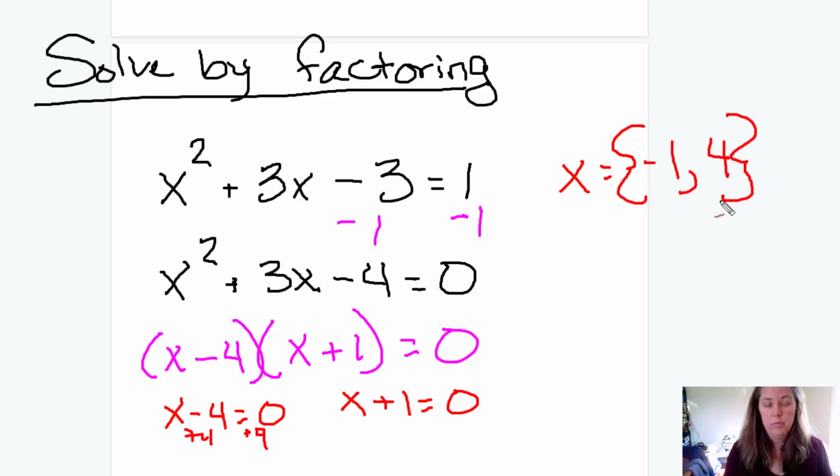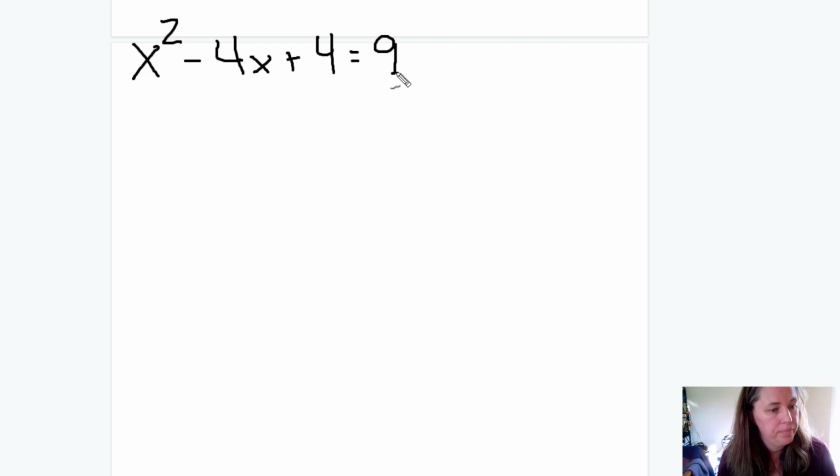So there are some similarities to these two methods. In both methods, when we get towards the end, we break it up into two cases. So today, we're going to combine the two methods. So we're going to look first at x squared minus 4x plus 4 equals 9.